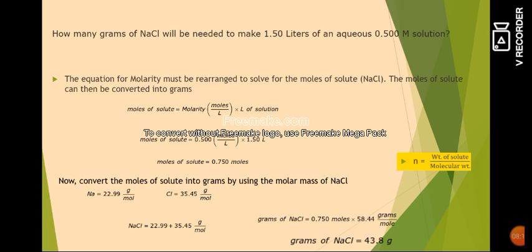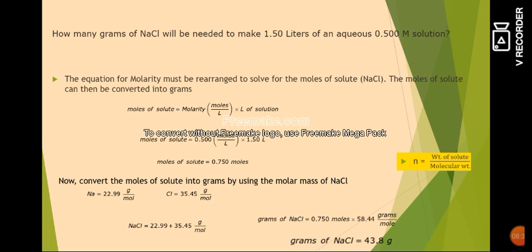This is another example of molarity. The question is, how many grams of NaCl will be needed to make 1.5 liters of an aqueous 0.5 molar solution? The equation for the molarity must be rearranged to solve for the moles of the solute. The moles of solute can then be converted into grams.